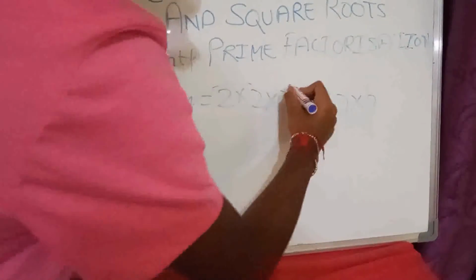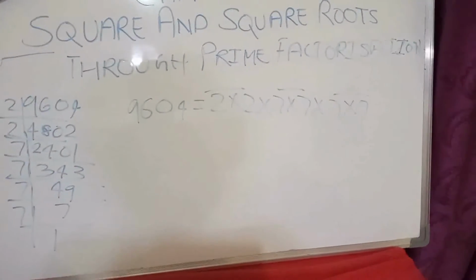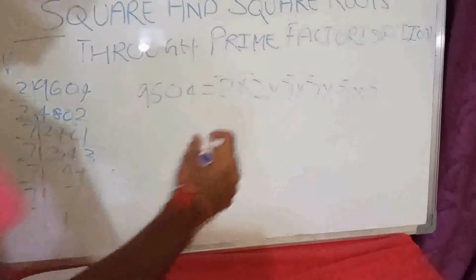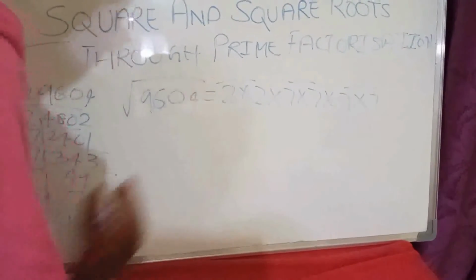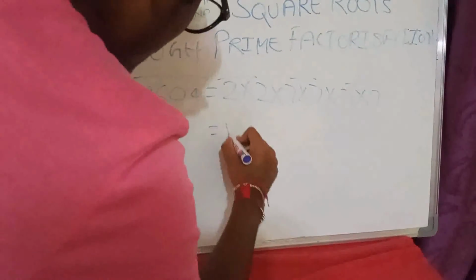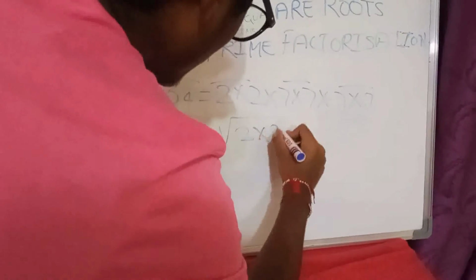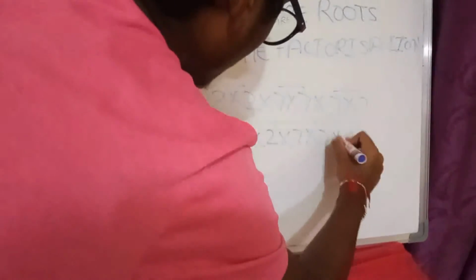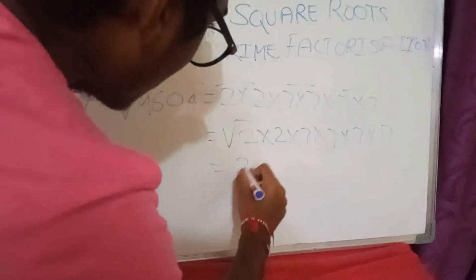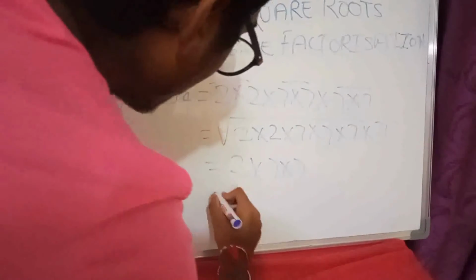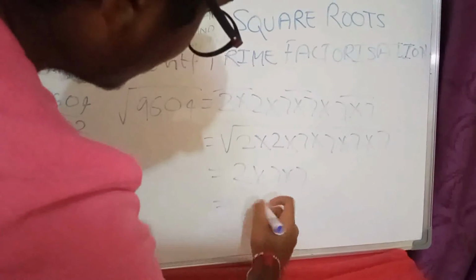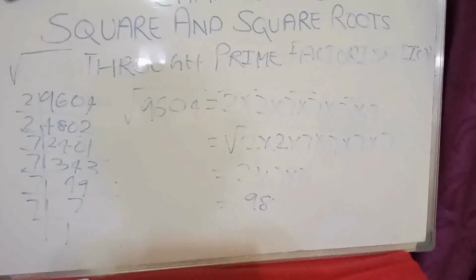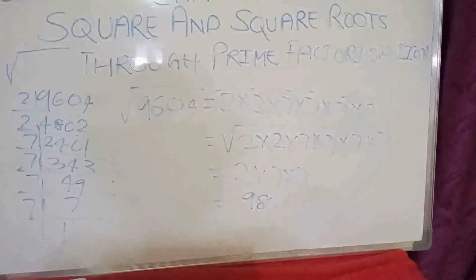So we get to pair each of these in twos. We know square means multiplication of a number with itself. So here we get 2 square, 7 square, again 7 square. So if we are trying to find the square root of 9604, then it will be the square root of 2 into 2 into 7 into 7 into 7 into 7. That will be 2 into 7 into 7, that is 98. So here we are able to find it through prime factorization. So the square root of 9604 is 98.